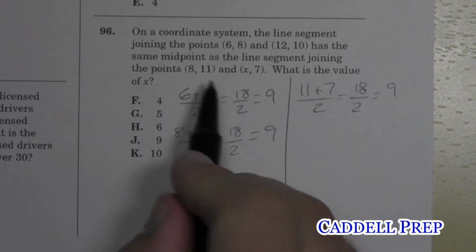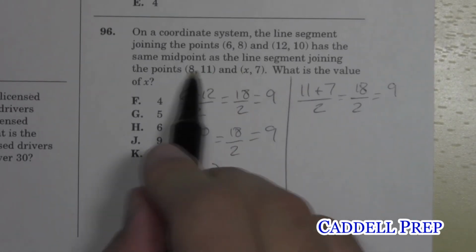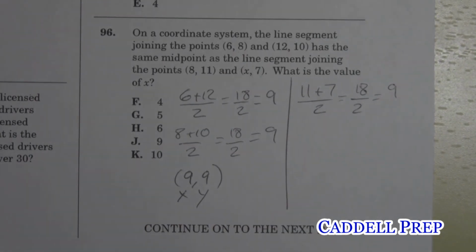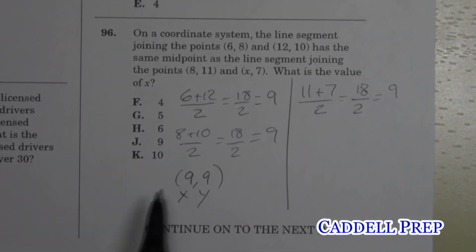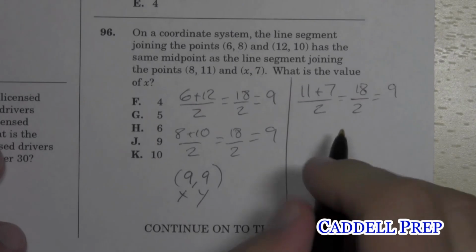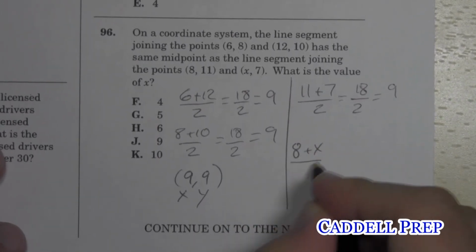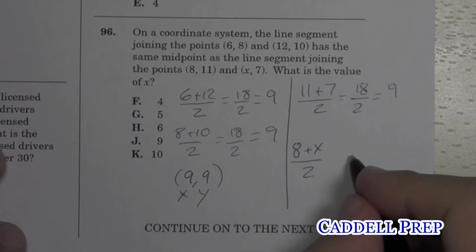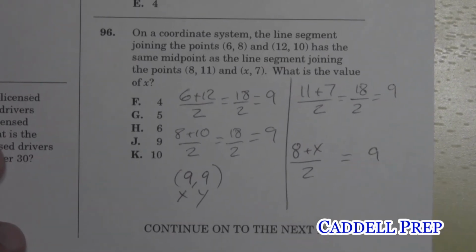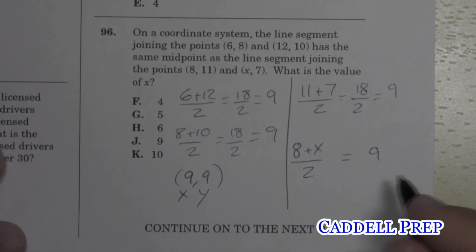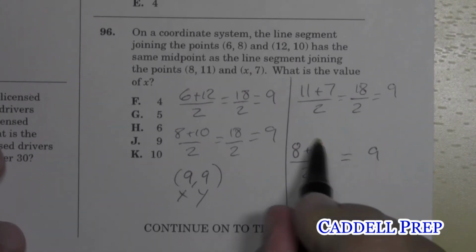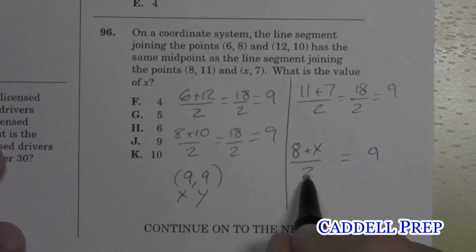Okay, so now we look at here and we see that for these 2 points, the 2 x coordinates, the average should be 9 as well. So we could write down the average formula with 8 plus x divided by 2, and we know that that should equal 9. So right now what we're going to do is solve for x. Okay, we have this entire numerator divided by 2 equals 9.